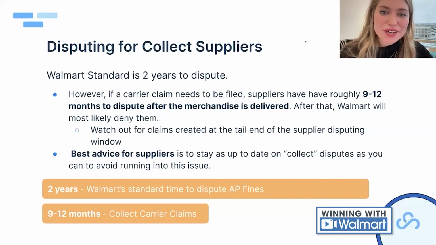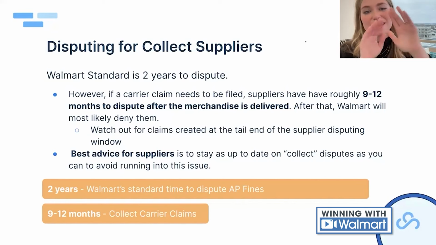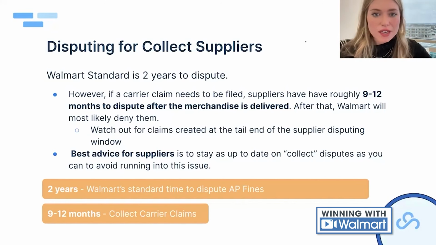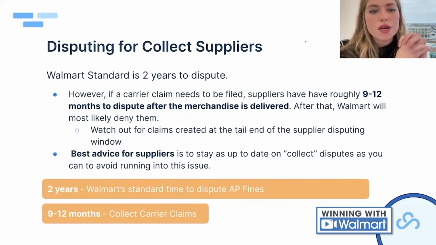But disputing for collect suppliers, Walmart's standard is a 2-year dispute window. That is what Walmart has said. You have 2 years to go and dispute things. However, if a carrier claim needs to be filed, you roughly have 9 to 12 months to dispute after the merchandise is delivered. After that, Walmart is most likely to deny them. So you're going to want to watch out for claims created at the tail end of the supplier disputing window. Again, you're going to want to go as far back as you can to dispute those.